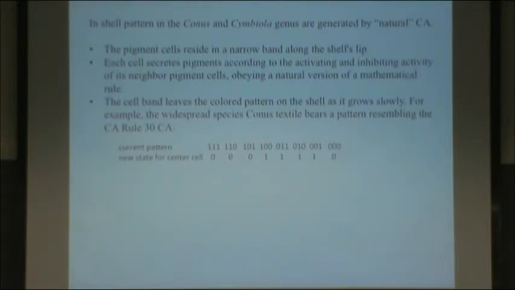Instead of black and white, I use 0 and 1. So 1 is white, 0 is black. So, for example, black, black, black gives white, and so on. Okay? So you can think of this as a natural cellular automaton.